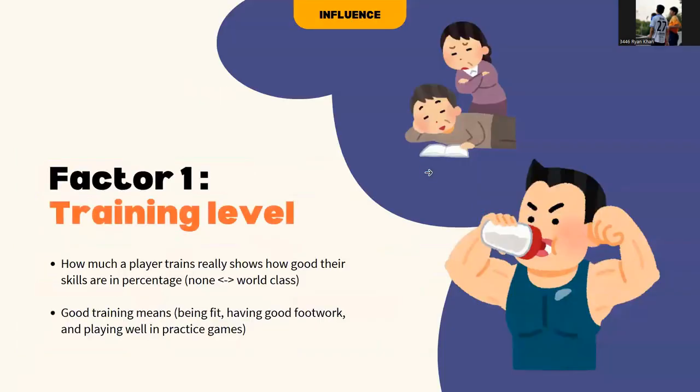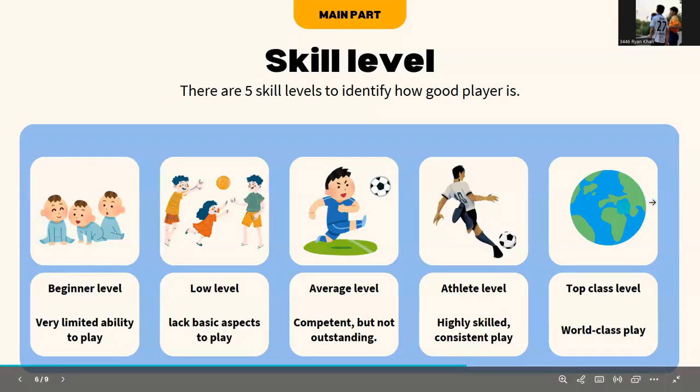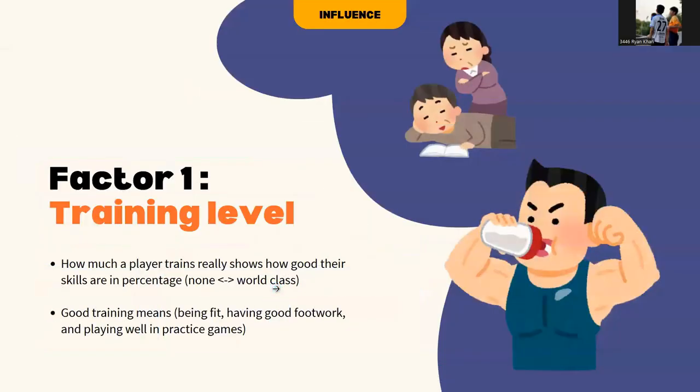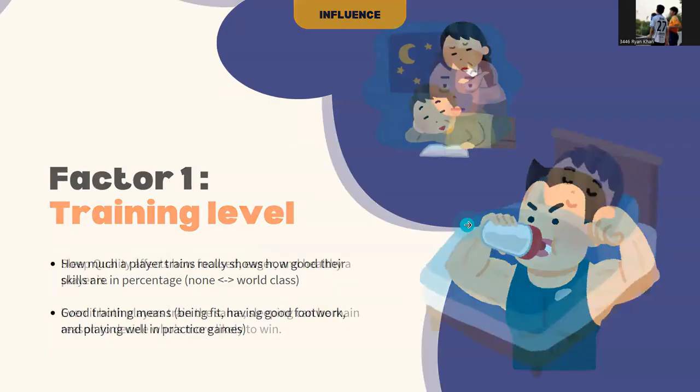Next, let's see the factor that affects our training level. How much a player really trains shows how good their skills are. It goes from no level, which we saw in the previous slide, to the beginner level, and then the top world class level. Next is how good the training the athlete does is, such as being fit, having good footwork, and playing well in practice games.